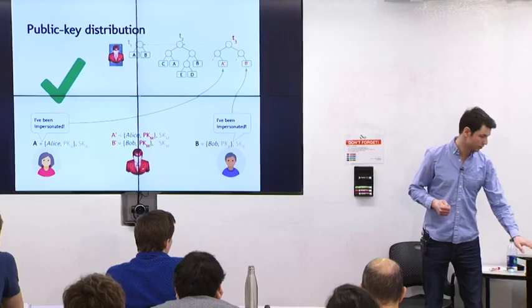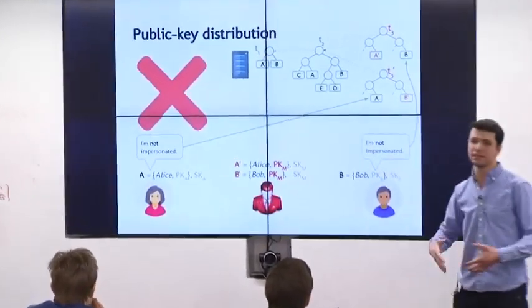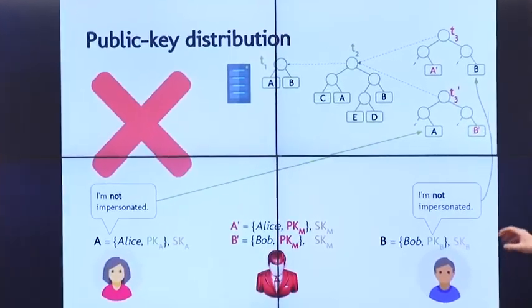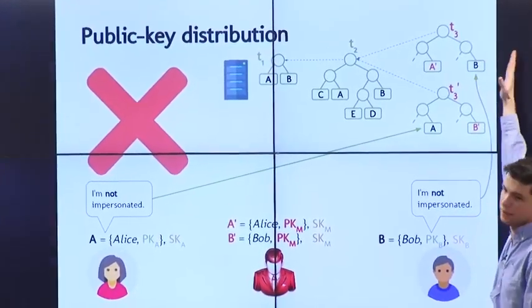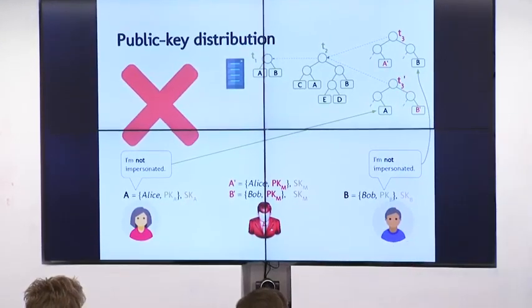So yeah, we already talked about this. And again, if the directory can equivocate, then all bets are off, because now Bob will look in this directory, he'll think he's not impersonated. Alice will look in this directory, she'll think she's not impersonated, right?